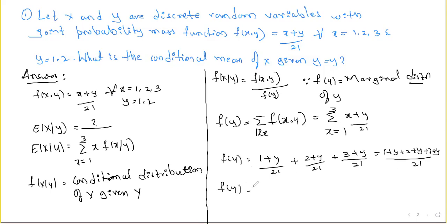So f of y is equal to 1 plus 2, 3, 3 plus 3, 6 plus 3y divided by 21. Suppose we take 3 common, that is y plus 2 divided by 21. This is nothing but y plus 2 divided by 7, right? This is what the marginal distribution of y. Now we are going to find the conditional of x given y.